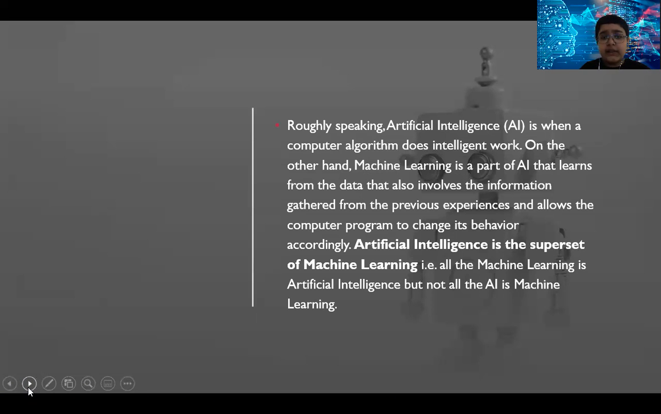Roughly speaking, artificial intelligence is when a computer algorithm does intelligent work. On the other hand, machine learning is a part of AI that learns from the data and also involves the information gathered from previous experiences and allows the computer program to change its behavior. Accordingly, artificial intelligence is the superset of machine learning. For example, all machine learning is artificial intelligence, but not all AI is machine learning.